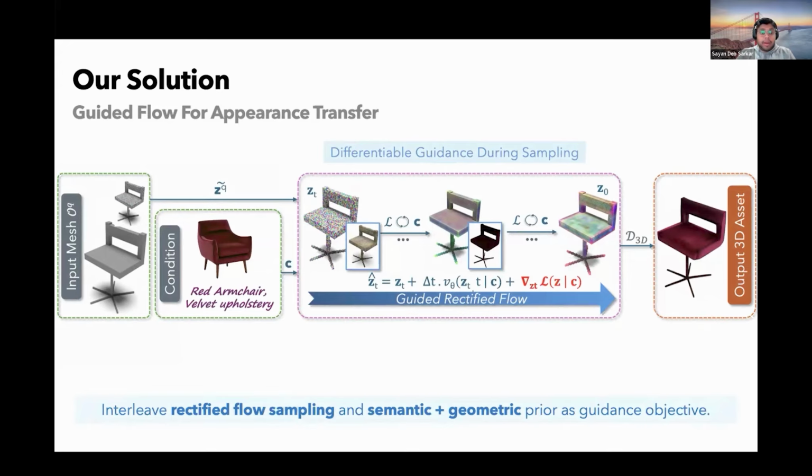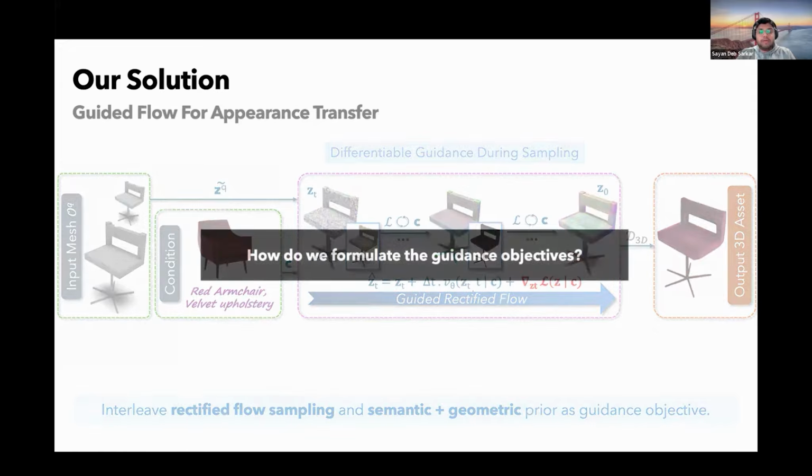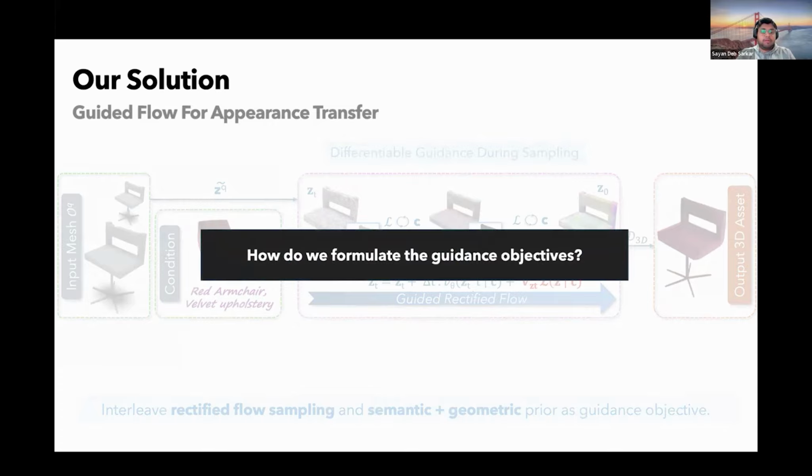The main question here becomes: how do we formulate these guidance objectives which enforce the semantic and geometric consistency? So we essentially develop two types of guidance. First, I will talk about part-aware semantic guidance, and then I'll talk about another sort of guidance so that you can have multiple modalities as input.